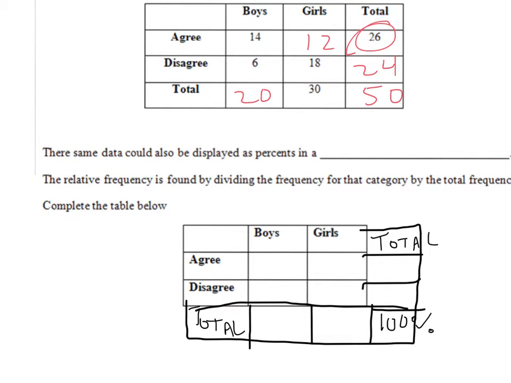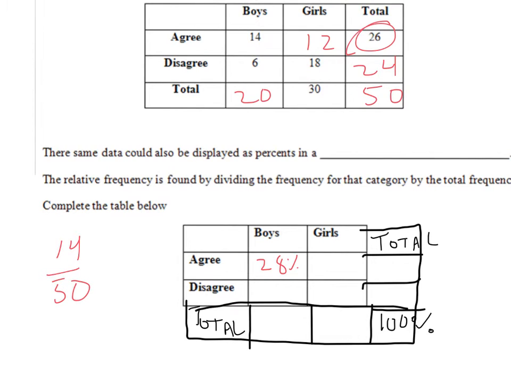So first, I'm looking at boys who agree. There were 14 boys who agreed out of 50 total. So I'm going to do 14 divided by 50 and figure out what percent that is. You can take a calculator. You could do 14 divided by 50 and get 28%. Or you could set up a proportion and do it that way. But this one works pretty easy because really 50% is half of 100. So all we're doing is doubling all of these, so it's pretty quick.